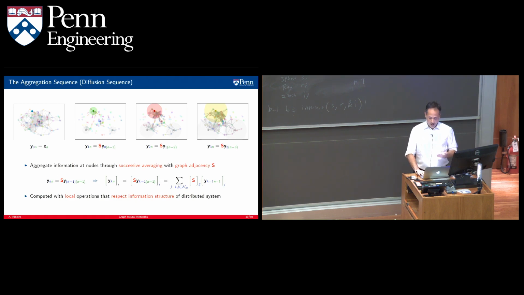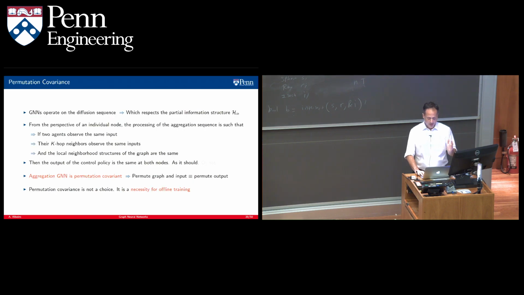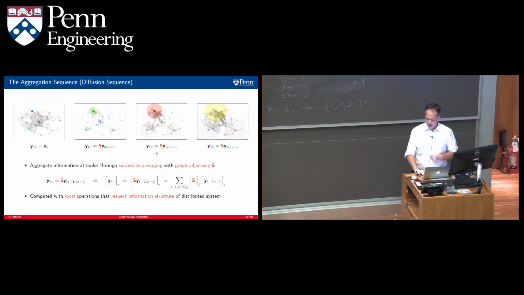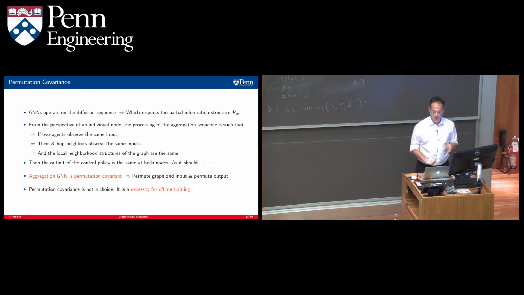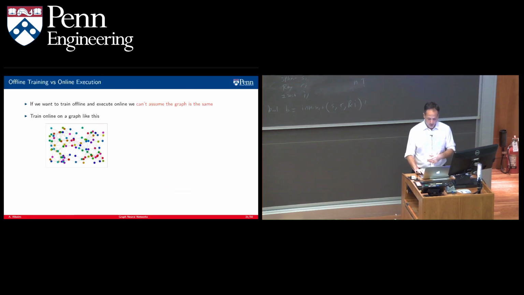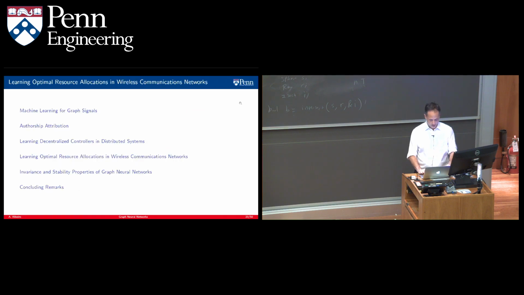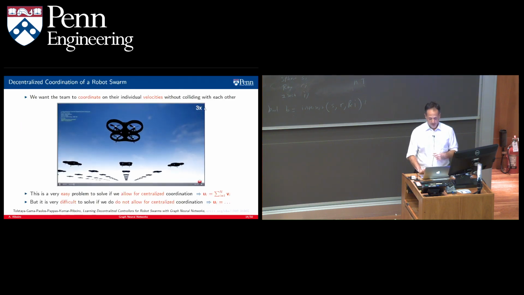Now, if you have a parametrization that respects the local structure, that's it, right? The graph neural networks operate on the diffusion sequence, and that diffusion sequence respects the partial information structure. That's it. You could now substitute this H for a GNN and try to train that GNN to solve your distributed control problem. And if you were to do that, it works. I will try to show you that it works in a couple of minutes.